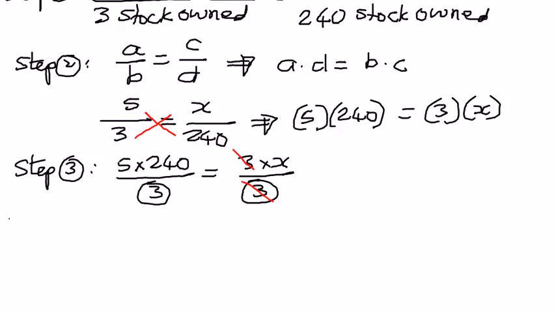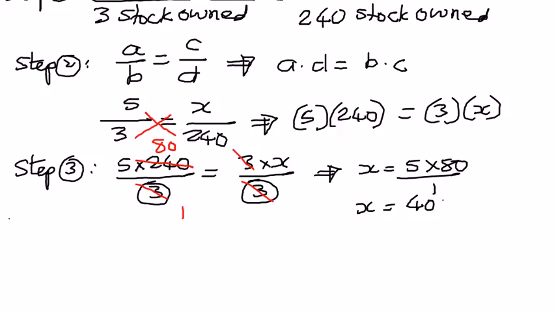3 times 1 is 3. 3 times 8 is 24, and then we have a 0 there. Therefore, the value of x here comes out as equal to 5 times 80 divided by 1. Therefore, the value of x is going to be equal to 400.